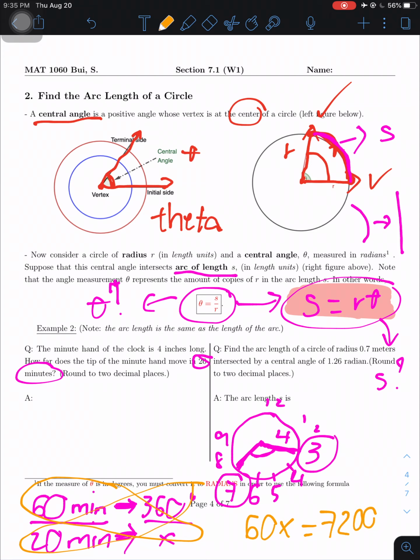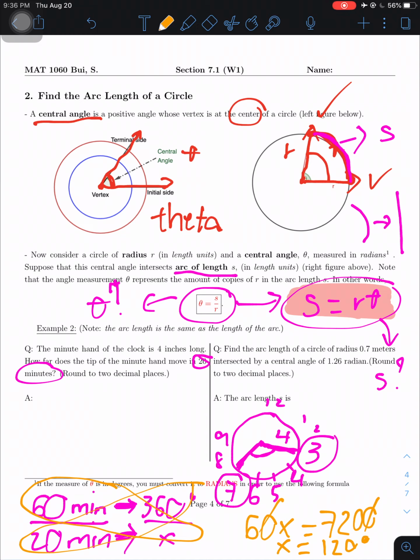Okay, and then how can we solve for x? We divide both sides by 60, or like my trick to do mental math, I guess. We can cross out a 0 in here and in here, so we have 720 divided by 6. So x in here equals, this is like 1 and 2 and then 0, so 120 degrees. Okay, so x in here equals 120 degrees.